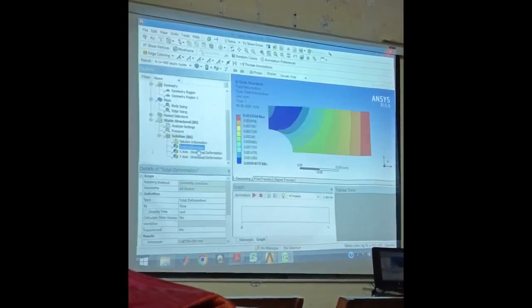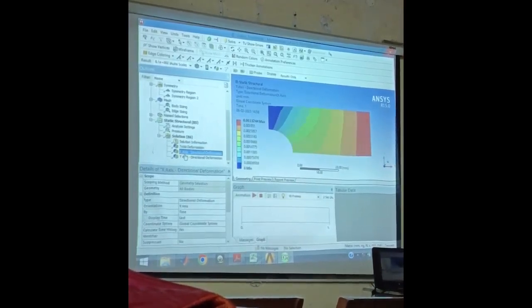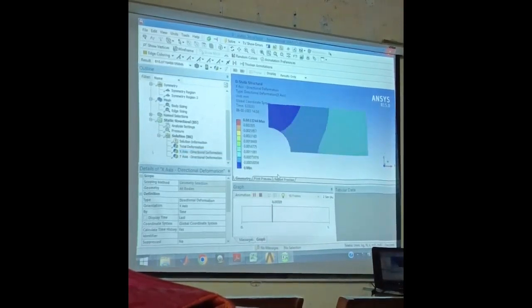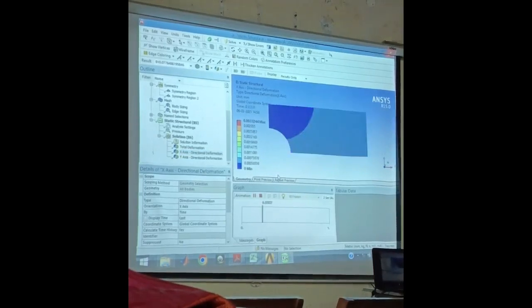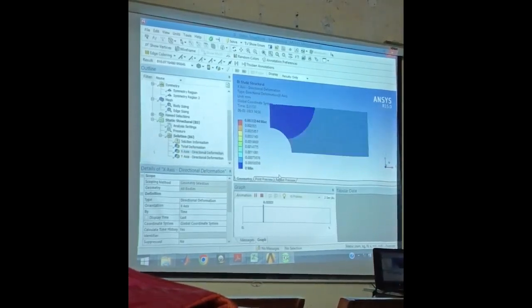Let me check. So this way, total deformation. This is the x-axis. This is the y-axis. So concept-wise it is fine, correct? I have one symmetry in the y-axis. In the x-axis I have another symmetry, and it is supposed to move in that direction. This is the displacement plot.